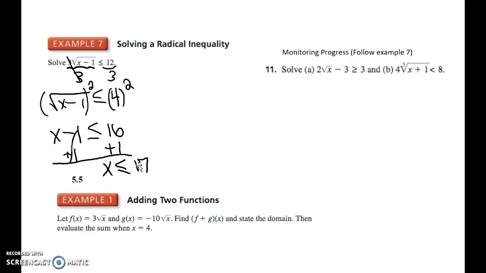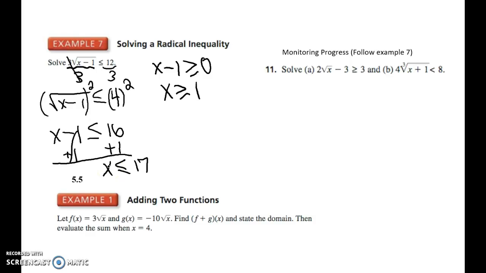Normally, this will be our final answer, but just for this problem and one other that we'll do together tomorrow, we have to make sure that the inside of the square root stays positive. So we need to make sure that x minus 1, because that's the inside of the square root, is greater than or equal to 0. So in order for that to happen, x has to be greater than or equal to 1. But it has to be less than or equal to 17.